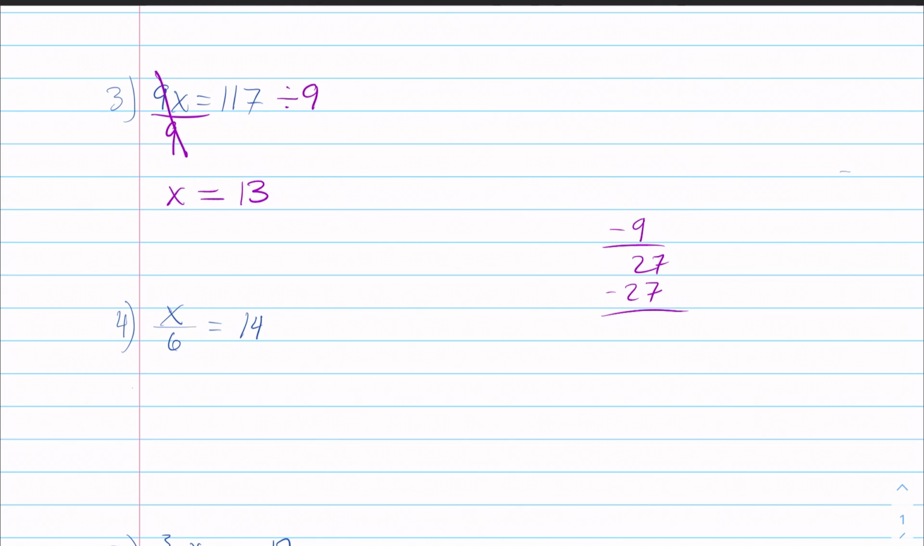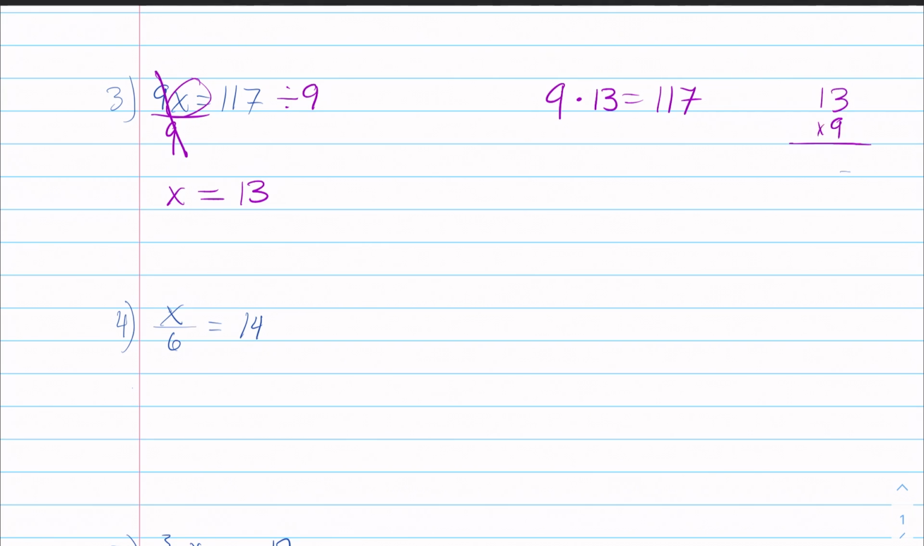Now, to check my work and make sure that I'm right, because I always want to check my work with equations, because why would I get it wrong if I don't have to? 9 times 13, does that equal 117? So instead of the x, I put the 13. I multiply 9 with 13 to see if it actually makes 117.